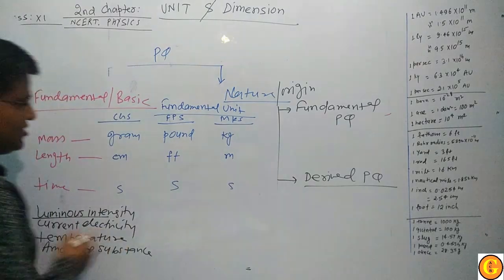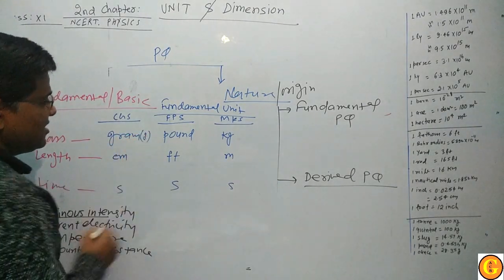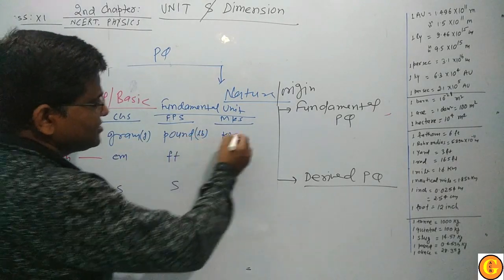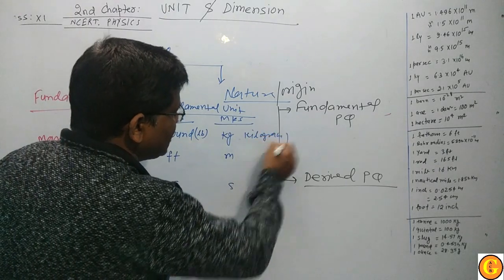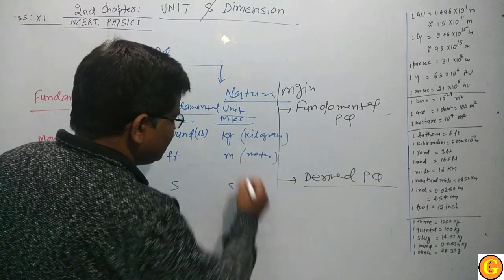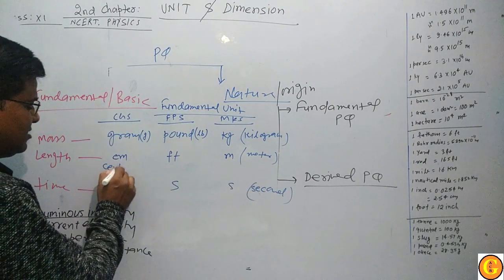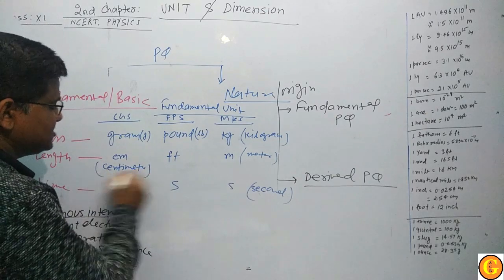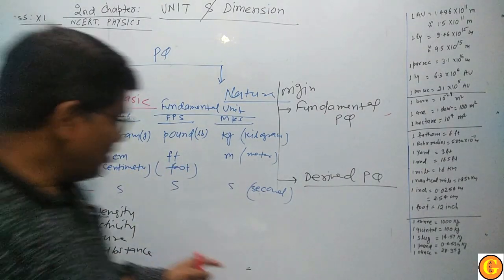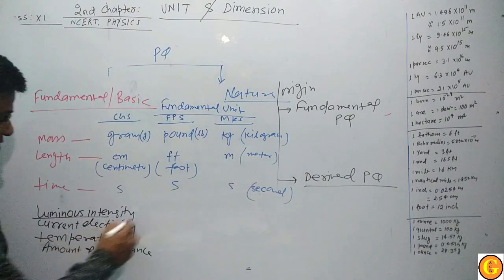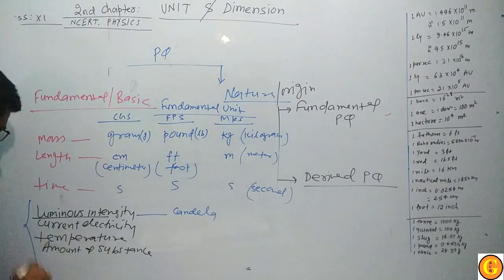You may use abbreviations: g for gram, lb for pound, and kilogram in full form. You may write meter, and second, and this is the centimeter. This is the foot, plural feet. And all other physical quantities, just like luminous intensity is candela, but these are explained in SI unit.